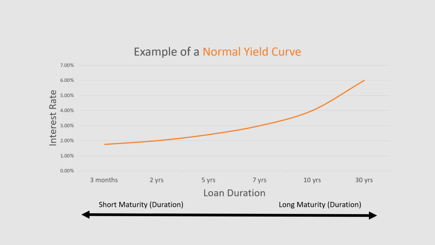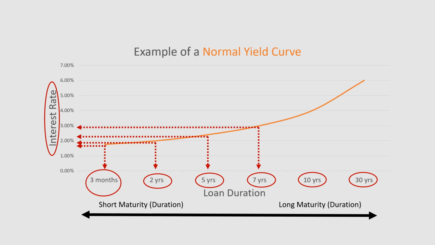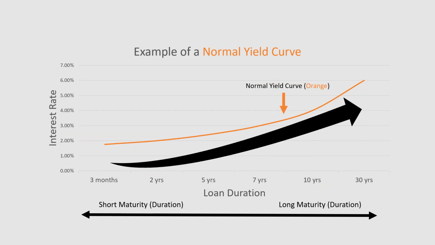Here, the shortest maturity bond is for 3 months, and the longest maturity bond is 30 years. From left to right, payback periods are for 3 months, 2 years, 5 years, 7 years, 10 years, and 30 years. Normally, shortest duration money should pay the lowest interest rate, and longer duration bonds should pay progressively higher interest rates. So a normal yield curve slopes upward, as can be seen here.